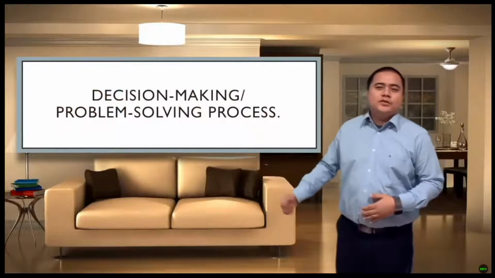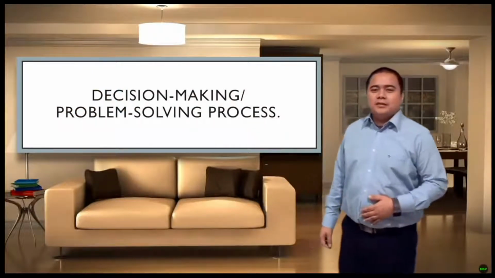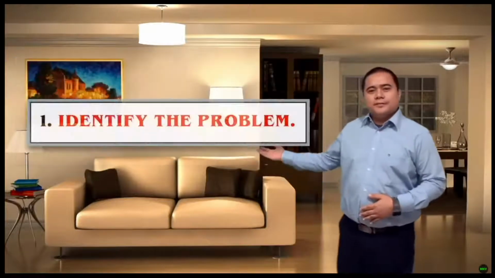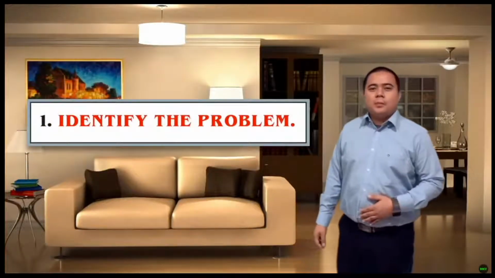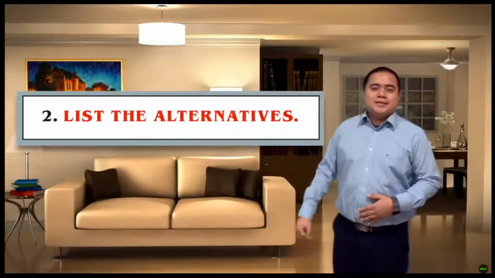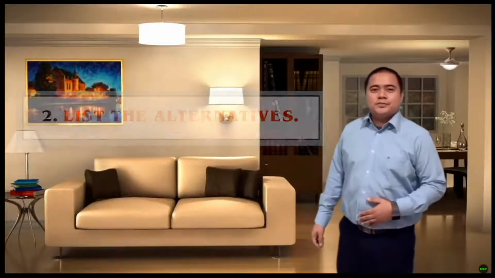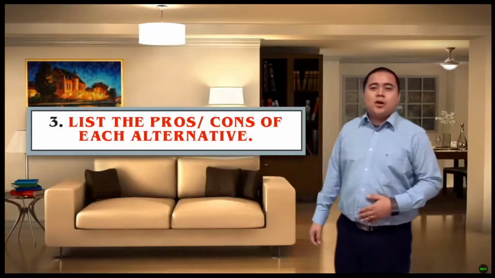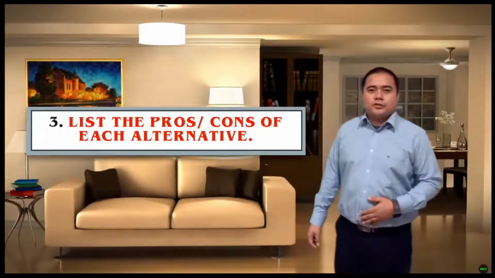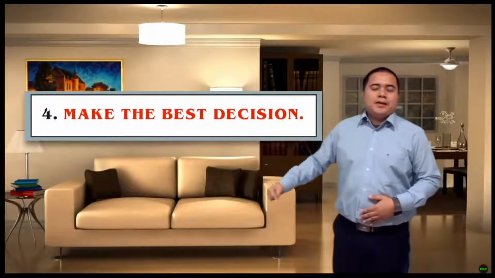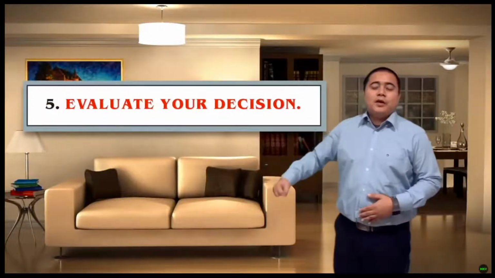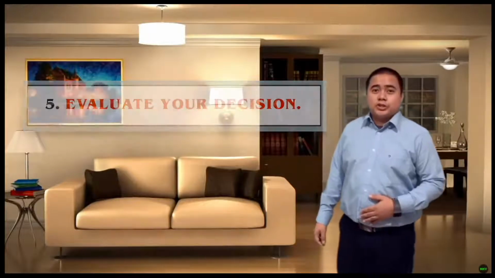A quick overview of the steps involved in the decision-making or problem-solving process. Number 1. Identify the problem. Number 2. List the alternatives. Number 3. List the pros and cons of each alternative. Number 4. Make the best decision. Number 5. Evaluate your decision.